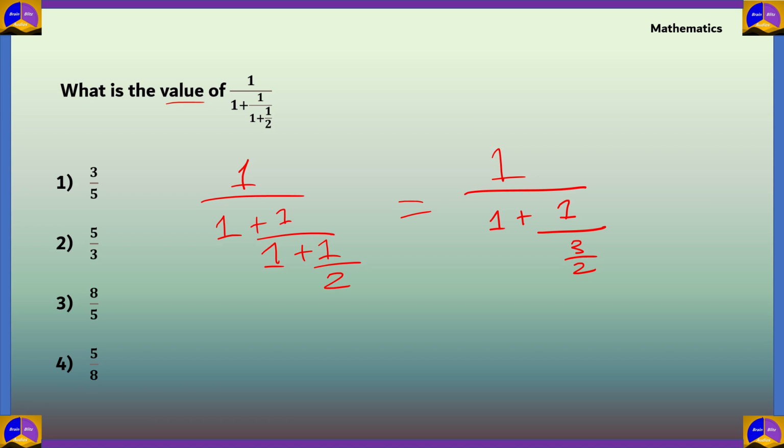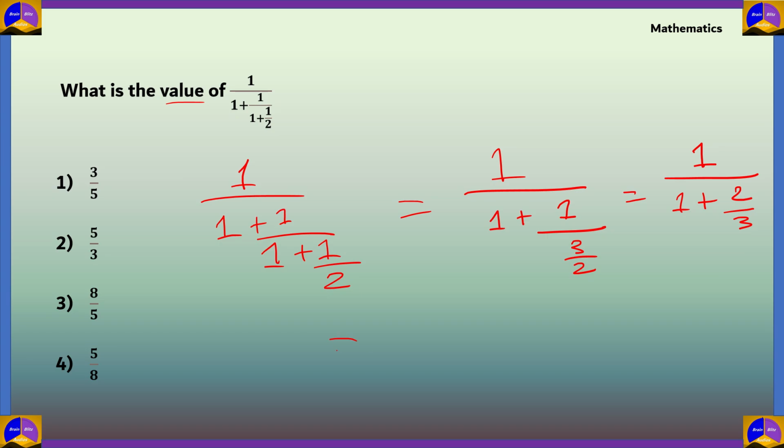Now if 1 is the numerator and it is divided by any other number, that means that it is equal to the reciprocal of the denominator. So this would be equal to 1 divided by 1 plus the reciprocal of 3 by 2, which is 2 by 3. 1 plus 2 by 3 is equal to 1, 2 by 3. 3 into 1 is 3. 3 plus 2 is 5.